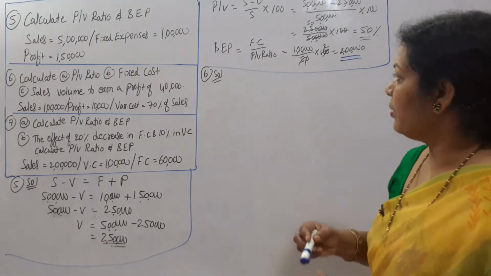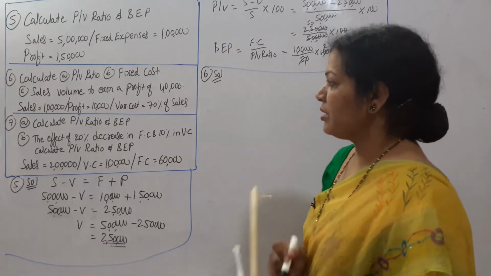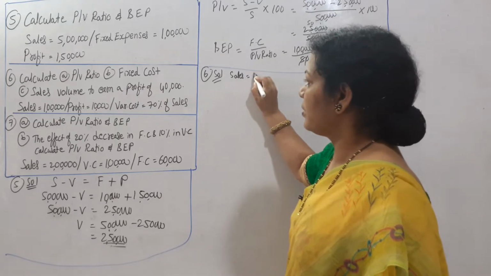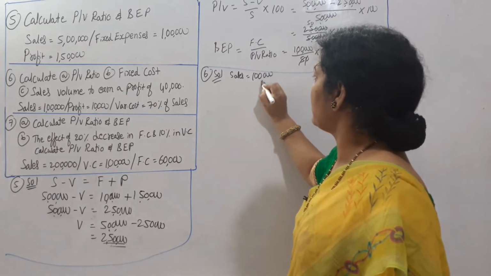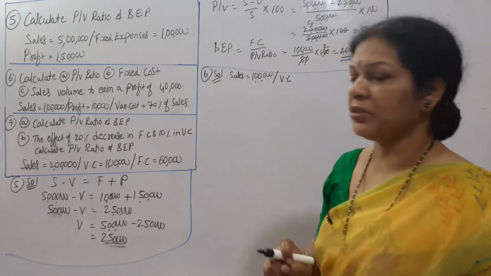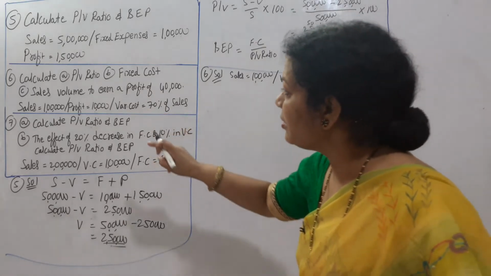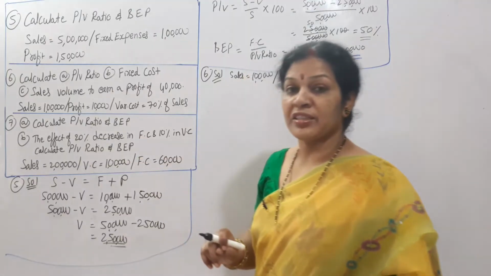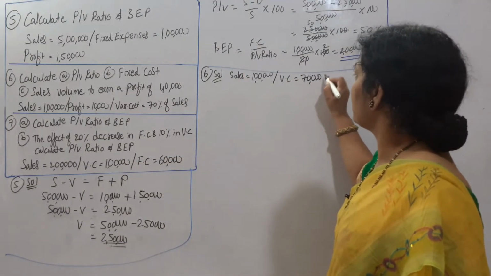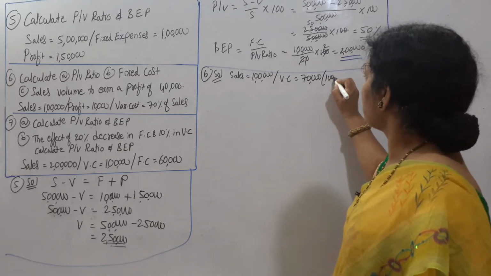First of all, we will write what is given to us. Sales is 1 lakh, okay. Next, variable cost. Variable cost is 70% of the sales. Sales are here 1 lakh. 70% means 70,000. 1 lakh into 70%.